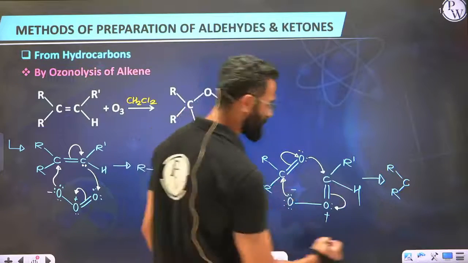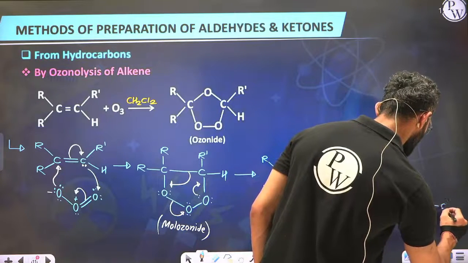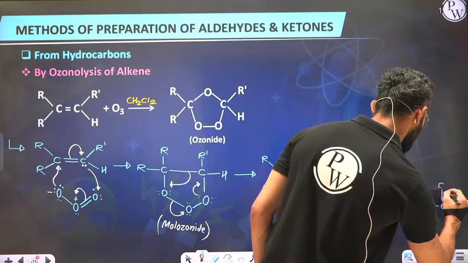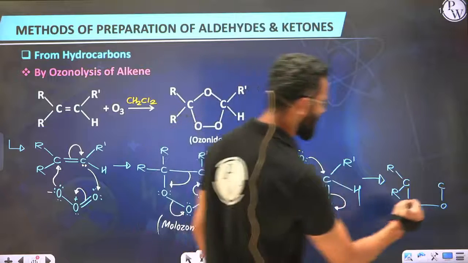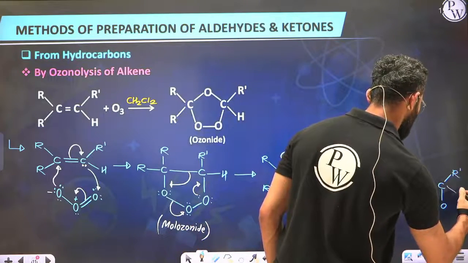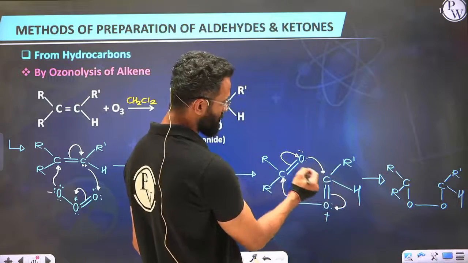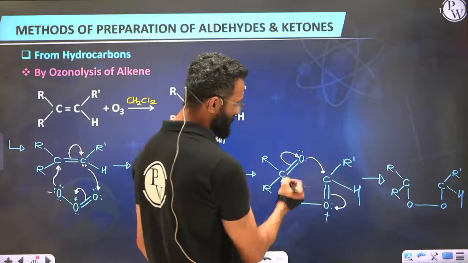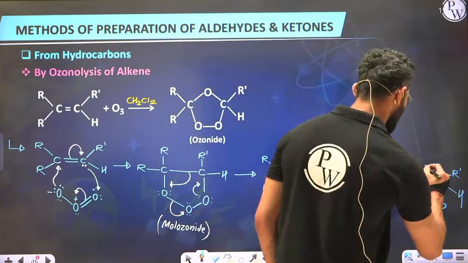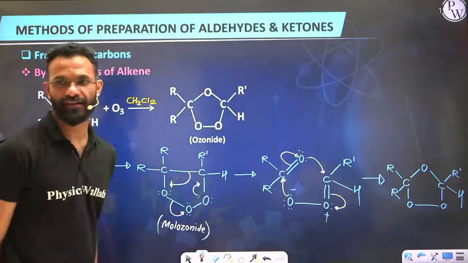Singly bonded, connected to oxygen. The carbon further carrying R dash and H. And it is connected to O through a new single bond, and between oxygen and carbon again only a single bond is left. And this is what we are referring to as ozonide.